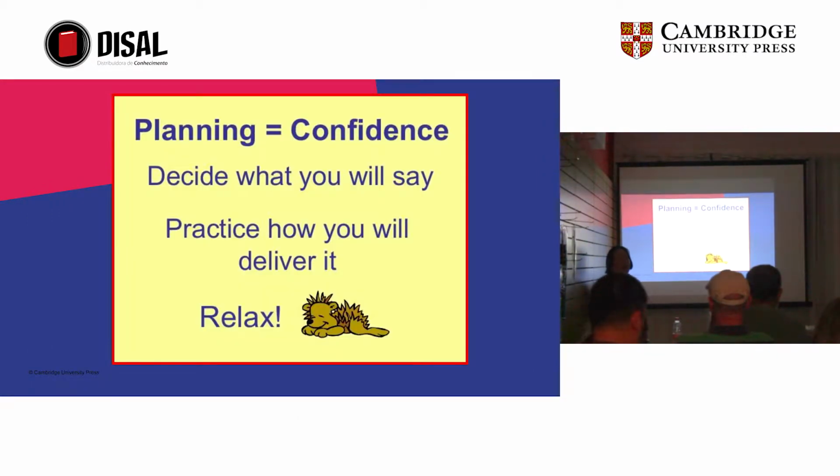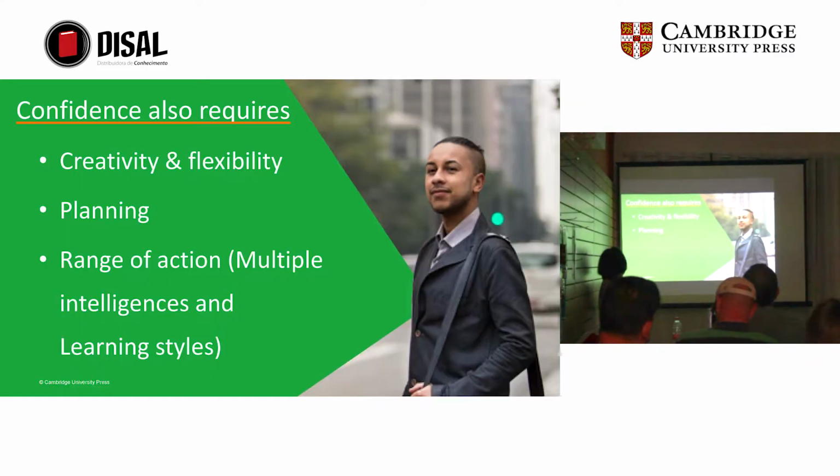Planning equals confidence, right? So that means decide what you will say or do, then practice how you will deliver it, and then relax. It's over, right? Because you just have to see what happens in the classroom, right? So planning, creativity and flexibility, planning and range of action, multiple intelligences and learning styles.